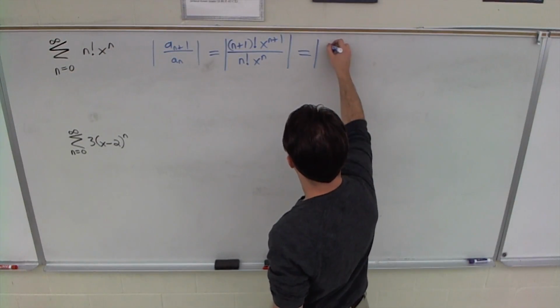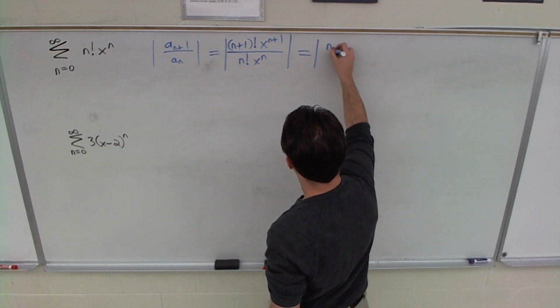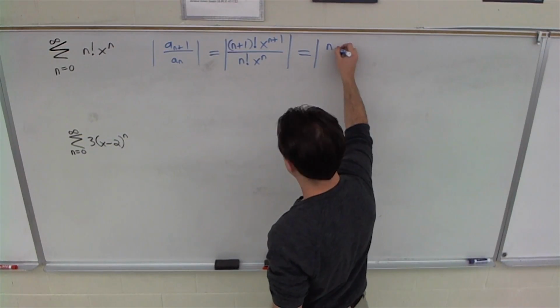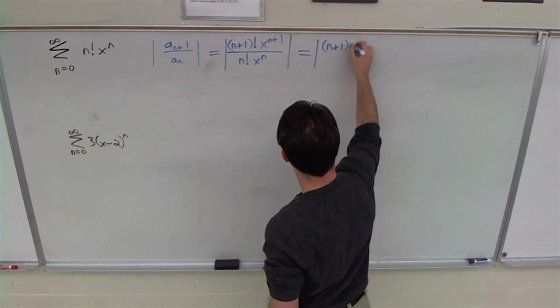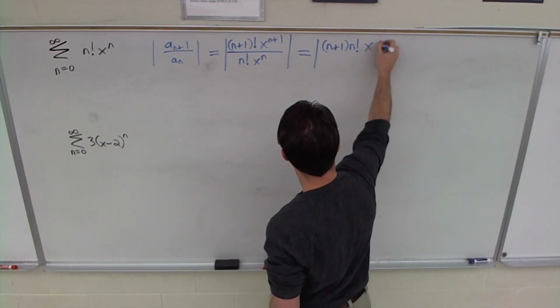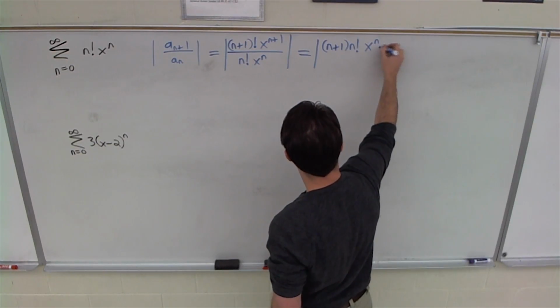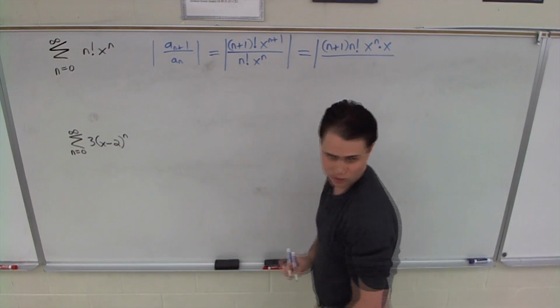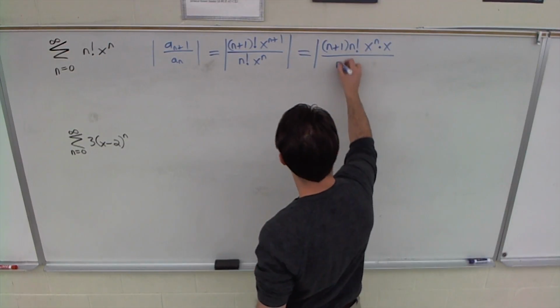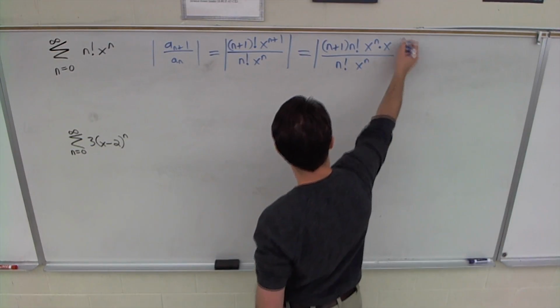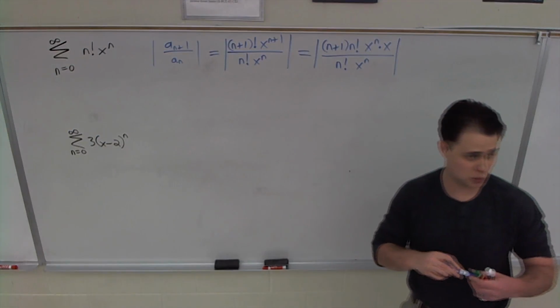Multiply the x factorial. So this is n plus 1 times n factorial, times x to the 1. Yeah? Most of the stuff cancels in this problem, doesn't it?